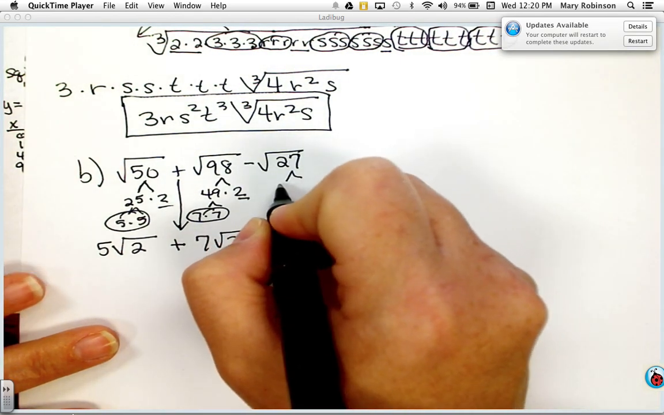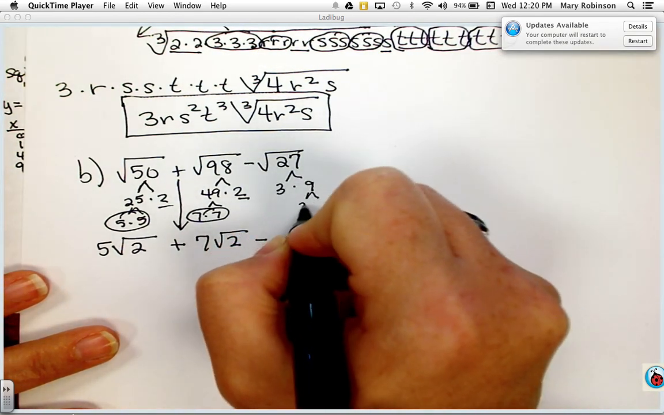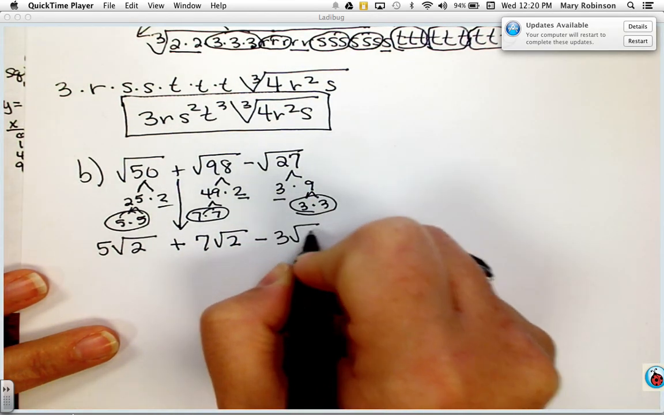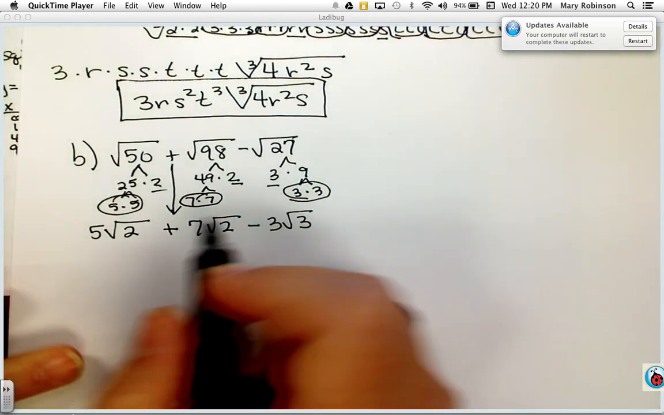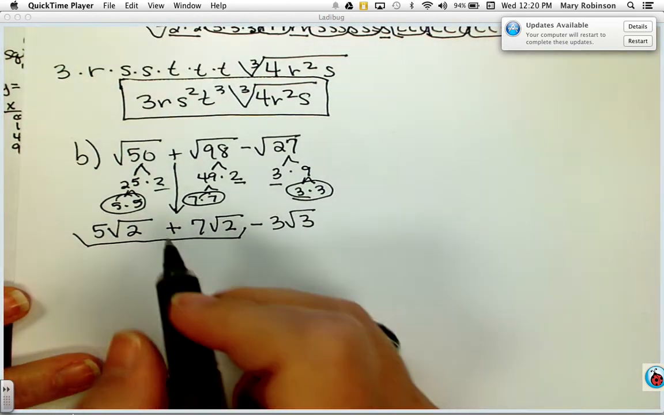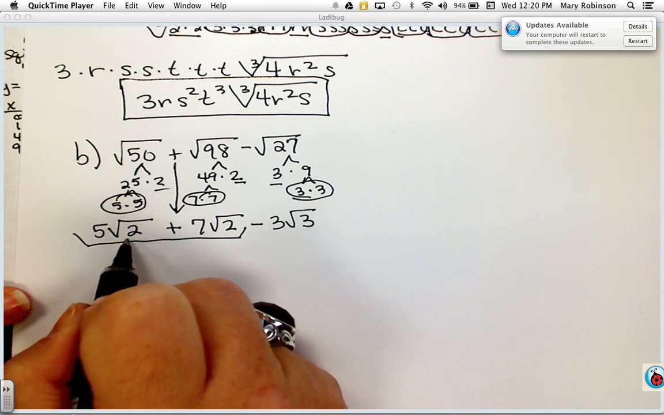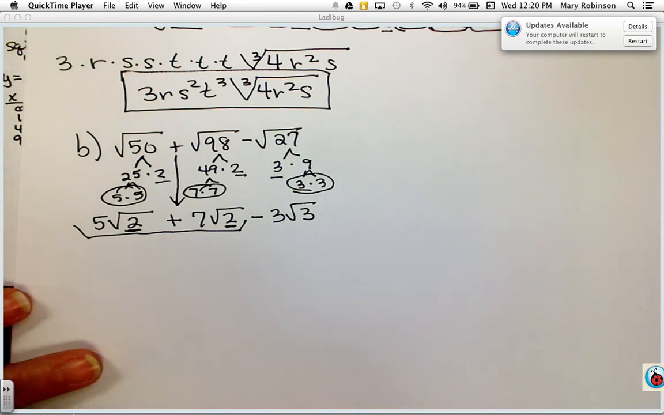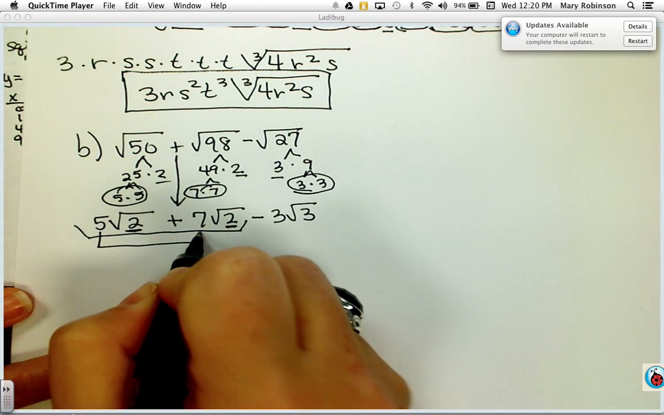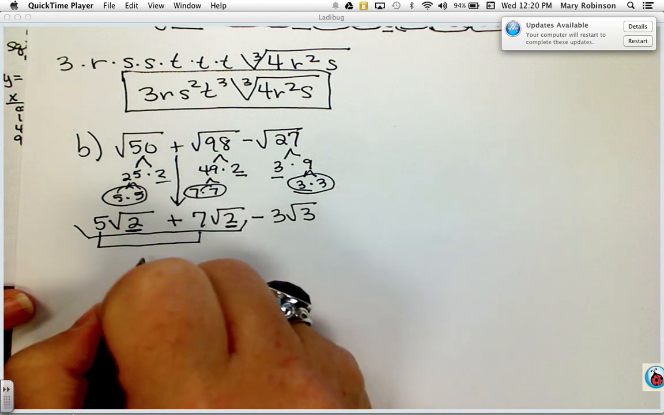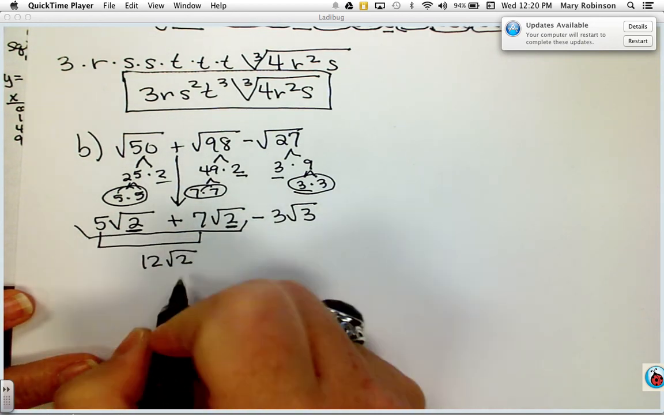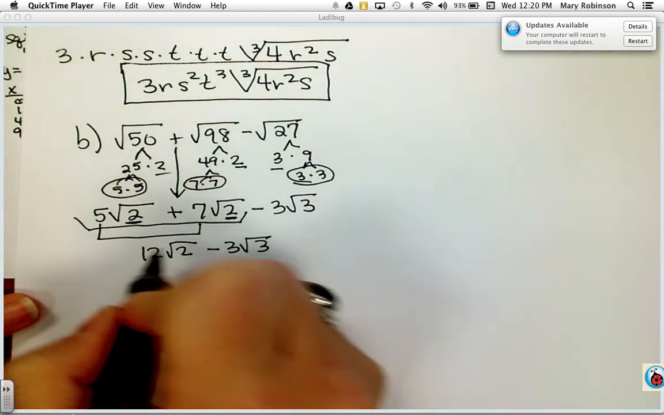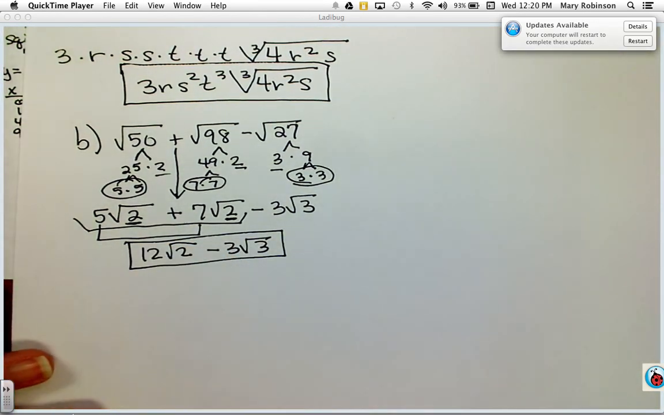Minus, let's see, we're going to have 3 times 9, which is 3 times 3. I can form a group of 3s that will come out, so we have 3 square roots of 3. At this point, we should recognize that the first two are like terms. Like terms are identified by radicals that have the same radicand, but when we add those terms, we do not add the radicands. We only combine the coefficients of those terms. 5 plus 7 is 12. So we have 12 square roots of 2, and this guy out here just has to come down here, minus 3 square roots of 3, and that's our final answer.